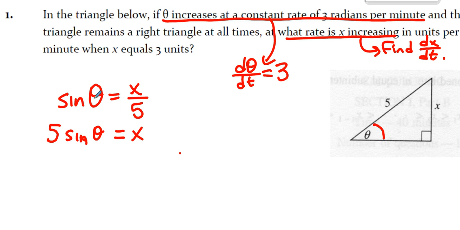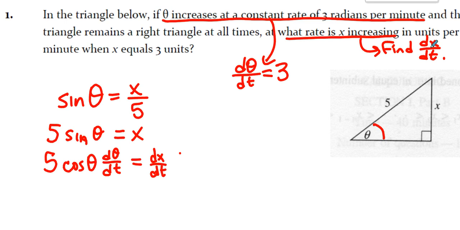So I find that it's easier if we get rid of the fraction. So if x over 5 is sine theta, then x is 5 sine theta. And then we take the derivatives on both sides with respect to time. The derivative of 5 sine theta is 5 cosine theta. But theta is not time, so chain rule says we multiply by d theta dt. Similarly, x is not time, so when we take the derivative with respect to time, we get dx dt.